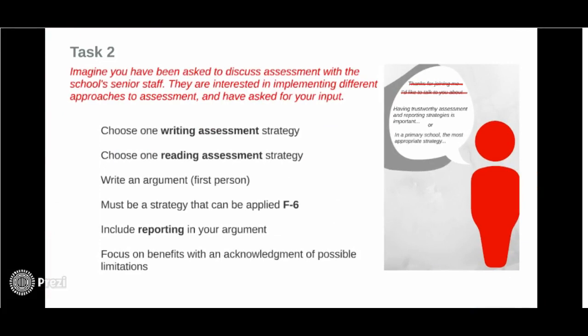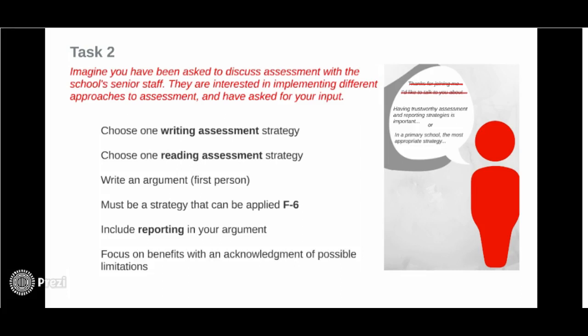Now moving on to task 2, you're imagining that you're convincing some of the senior staff in your school about how to implement an assessment approach. So when you're going to tackle task 2, think about the critical evaluation that you've just undertaken and choose one writing assessment strategy and one reading assessment strategy. You're going to write an argument, and this will be in the first person. So I think that X strategy is the best for assessing writing, and these are the reasons why.